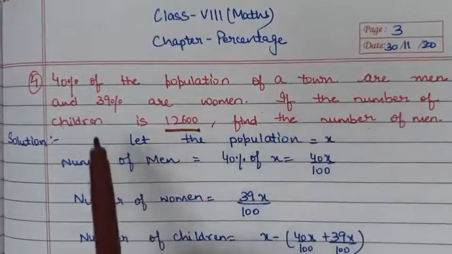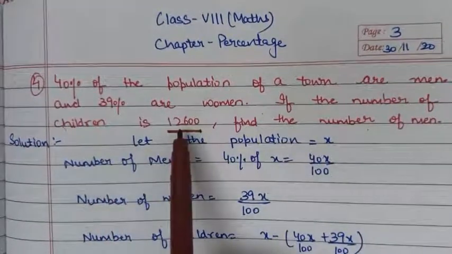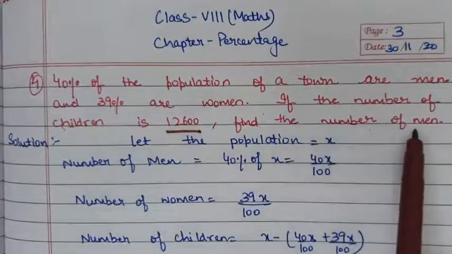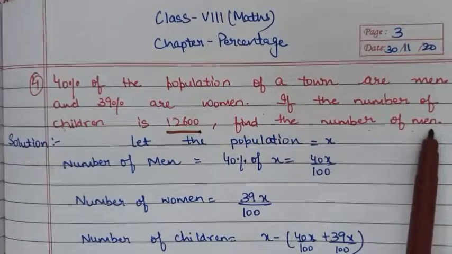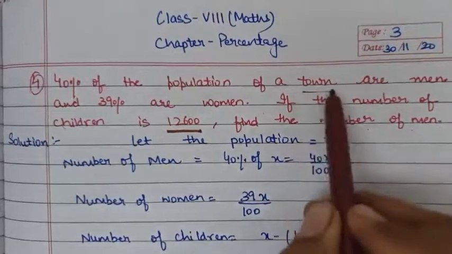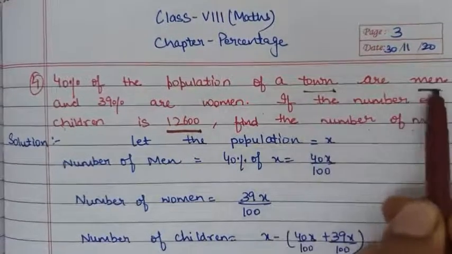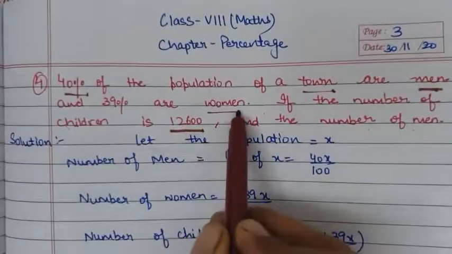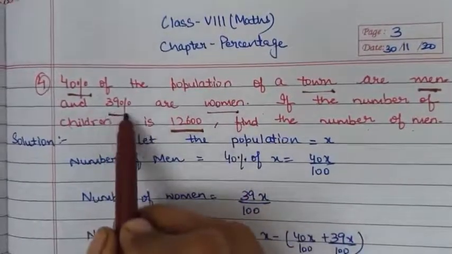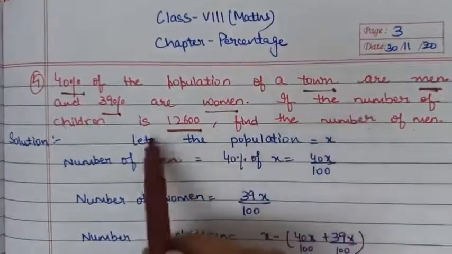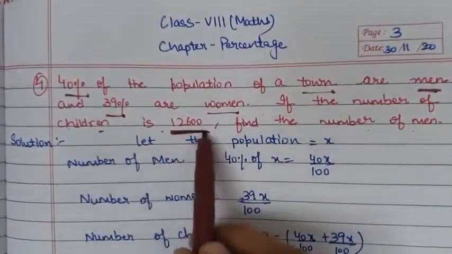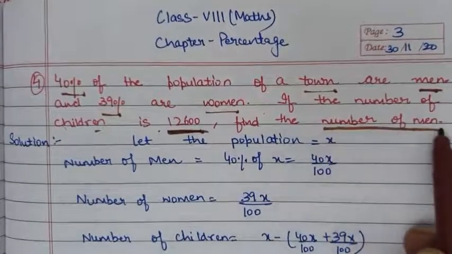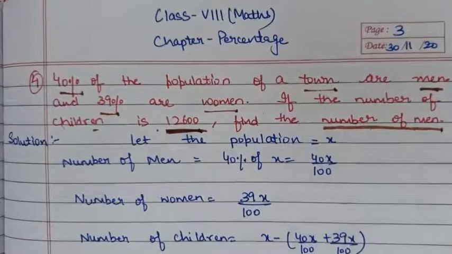Next question is, if 40% of the population of a town are men and 39% are women, if the number of children is 12,600, find the number of men. Now students, in a town, the percentage of men is given, the women's percentage is given to you, and the number of children is also given to you. You have to find the number of men.